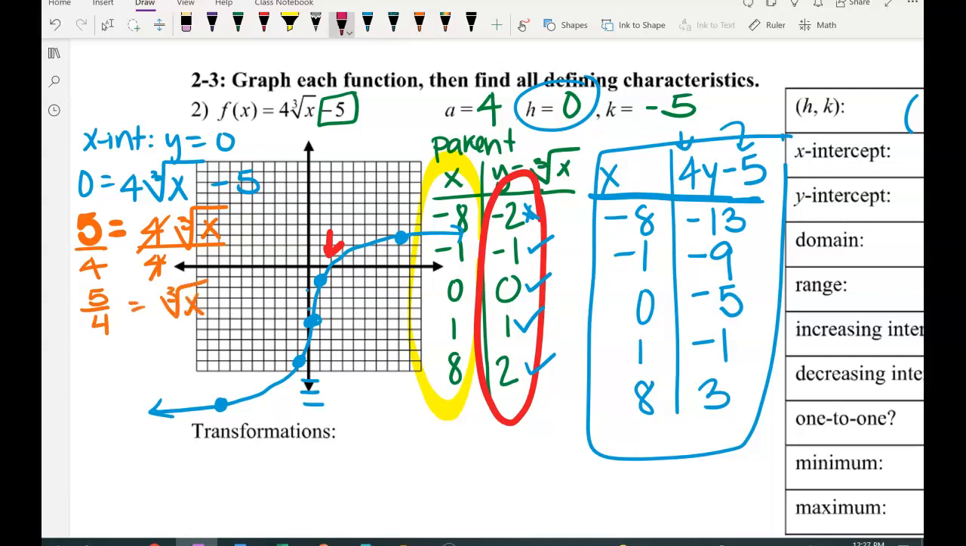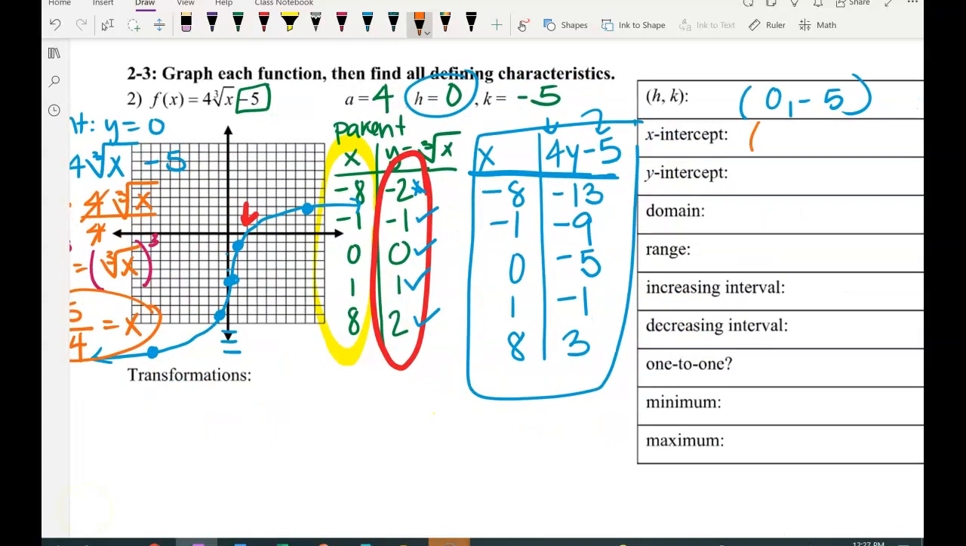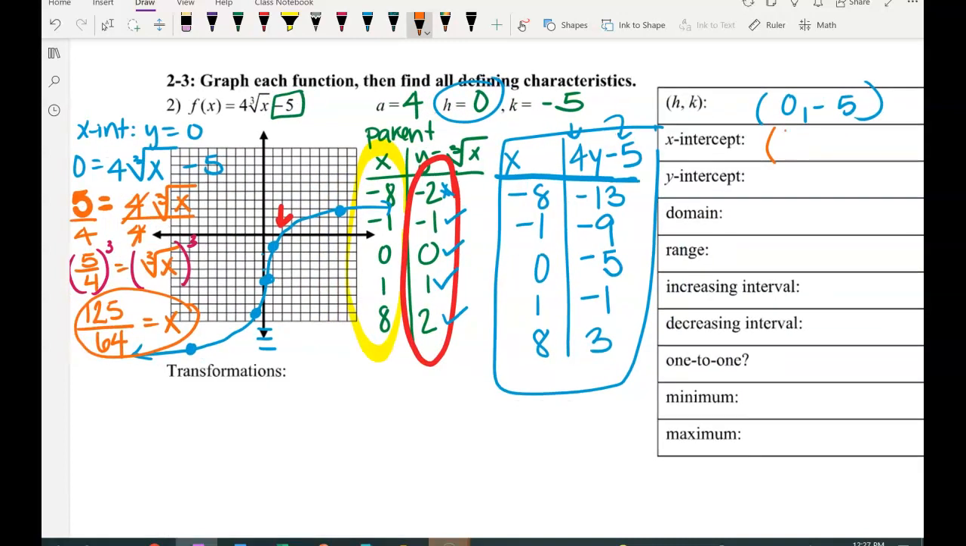To get rid of the cube root, we raise it to the power of 3. We do its opposite, okay? So now we have 5 to the third is 125. 4 to the third is 64, which equals x. That is in the simplest form, so we're just going to leave it like that. So the x-intercept is 125 divided by 64, 0. Y-intercept is when x equals 0. Well, I have a table that has that value, so we're just going to write 0, -5.